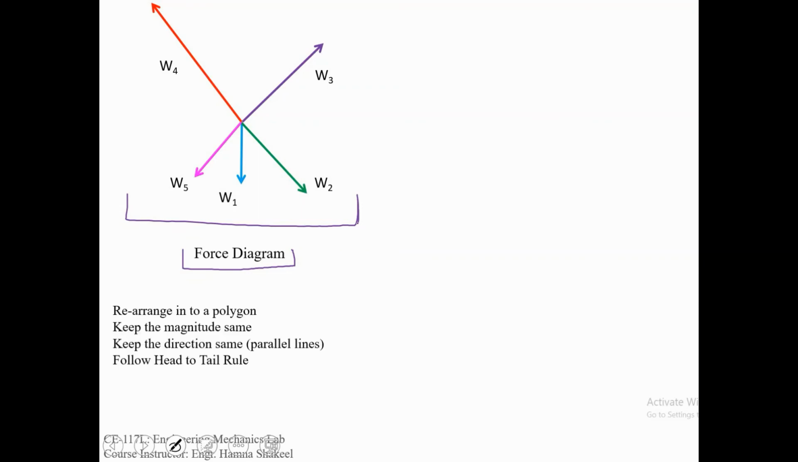And to rearrange this into a polygon, you have to keep three things in mind. First is you have to keep the same magnitude. Do not change the length of these forces, because this is a force diagram. They are already representing the correct magnitude. You have to keep the same direction. The lines that you draw, they must be parallel to the lines in the force diagram, and you have to follow head to tail rule.